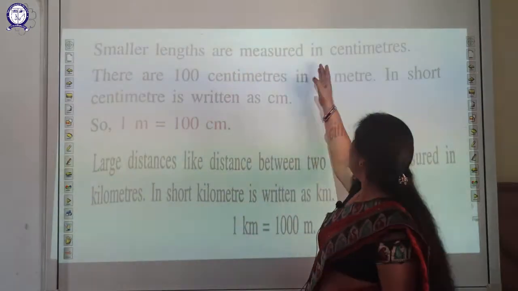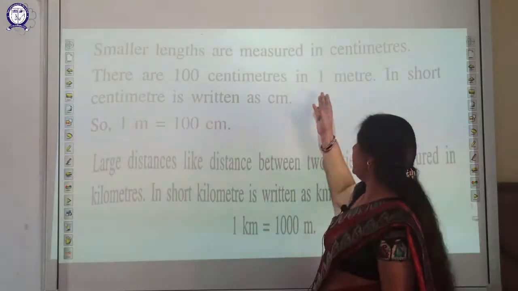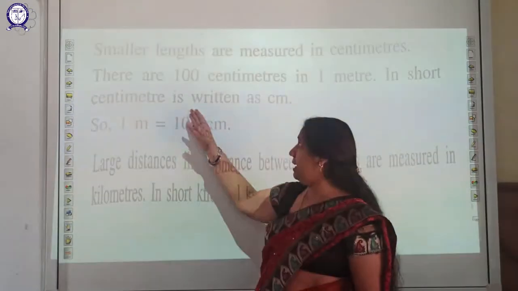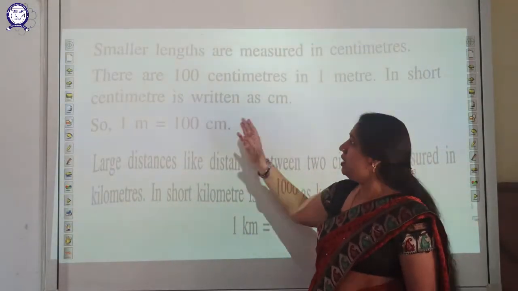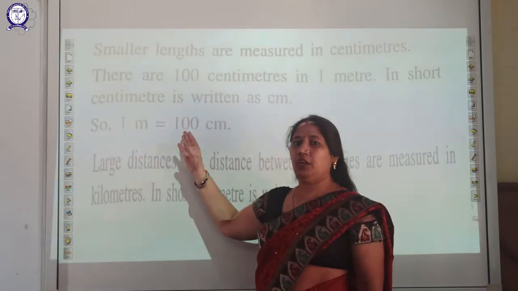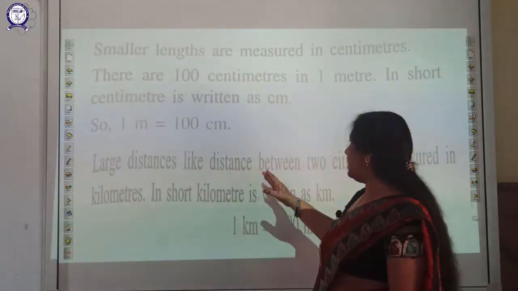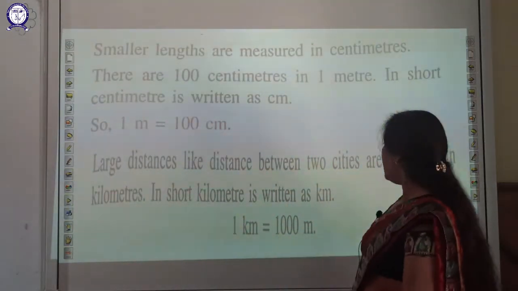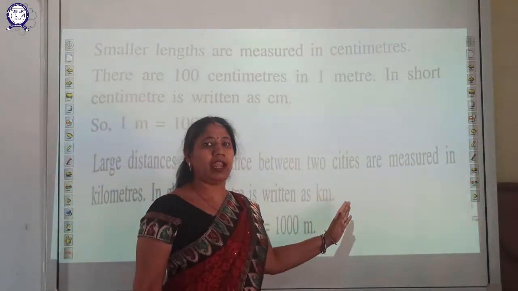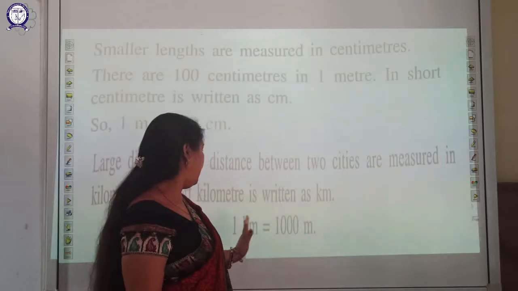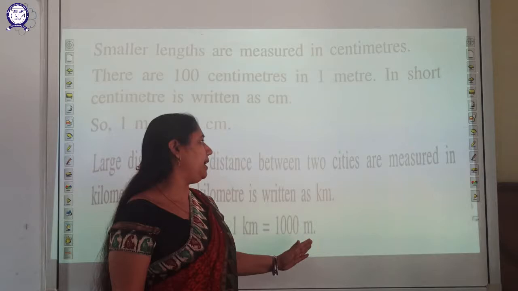Smaller lengths are measured in centimeters. There are 100 centimeters in 1 meter. In short, centimeter is written as cm, small c and small m. So 1 meter is equal to 100 centimeters. Large distances, like the distance between two cities, are measured in kilometers. So we write small k with small m. 1 kilometer is equal to 1000 meters.